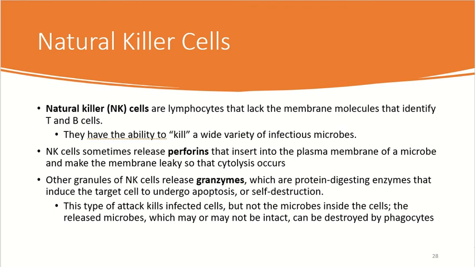Other granules of natural killer cells are going to release granzymes, and these are going to be protein digesting enzymes that are going to induce the target cell to undergo apoptosis or self-destruction. So these are granzymes. These are basically enzymes that are going to make the cell hit the self-destruct button. So this type of attack is going to kill infected cells, but not the actual microbes that are within the cell. The released microbes then may or may not still be intact, but they can be destroyed by phagocytic cells.